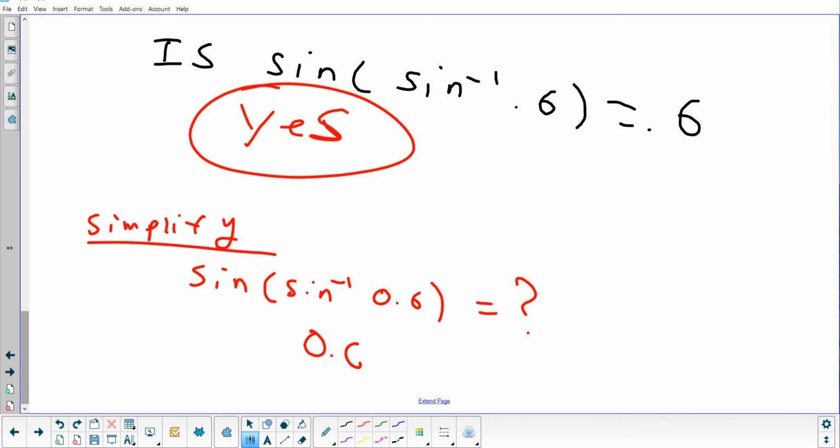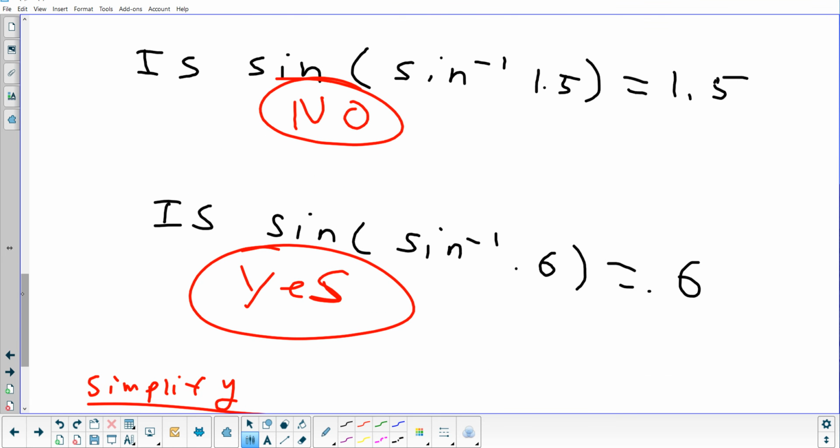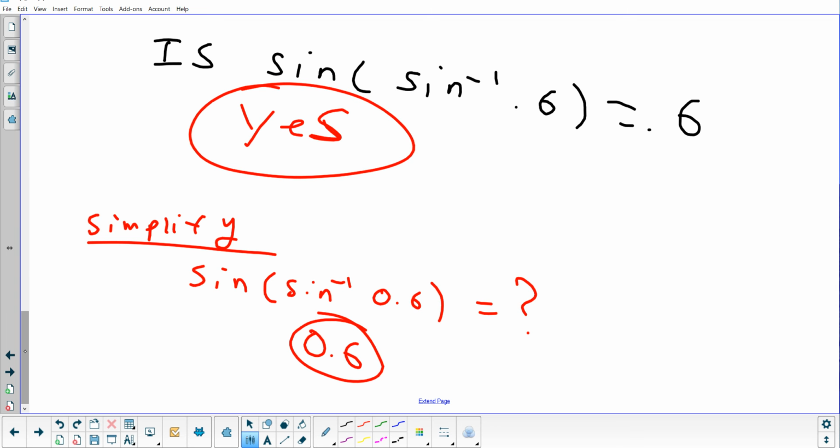0.6. On the test, is it fair to say when to simplify and when to say yes or no? If it says is something true, then the answer is yes or no. And then if it says simplify, it would be a separate direction. Okay. So, yeah, it'll be worded clearly. Questions on that?